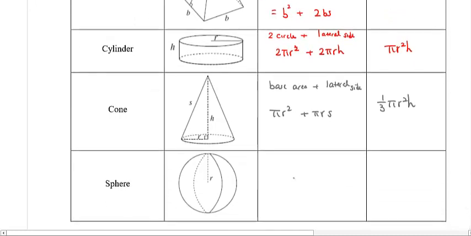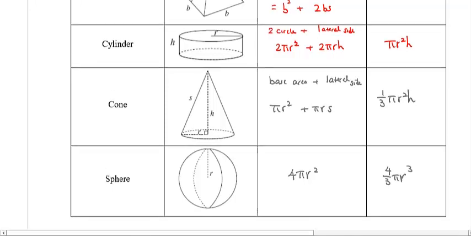And finally with the sphere, remember the oranges and the 4 circles for the surface area, 4 pi r squared. And then 4/3 pi r cubed for the volume.